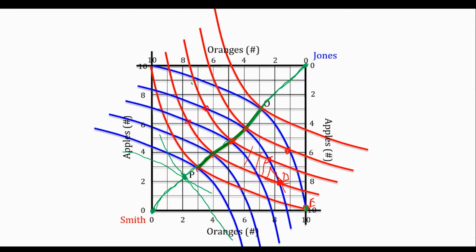Now, we would not ever imagine that they would trade to point N, because we know at that point, it's on a lower indifference curve for Smith. He would be made worse off. He'd have no incentive, even if he were just concerned about his utility, to trade to point N. So that trade wouldn't occur. But they could trade to the green point again within the lens and satisfy the rationality assumption.